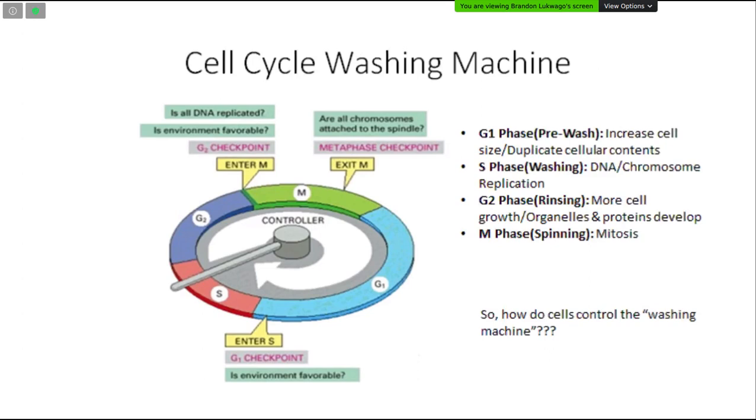The mechanism for a washing machine is that in the pre-wash phase, as the machine fills up with water, there's a pressure type of mechanism where it senses how much pressure is in the tank, and that lets the washing machine know when it's full to start the washing cycle. In the same way, the cell cycle has a mechanism to tell it when to continue or if it needs to stop. We will discuss what that mechanism is and how it works.